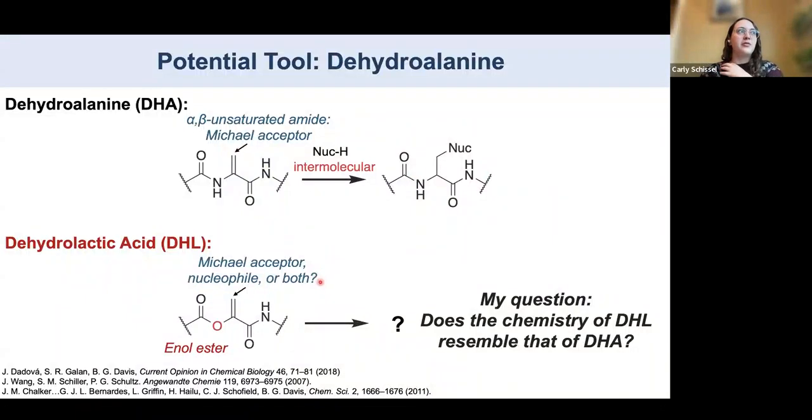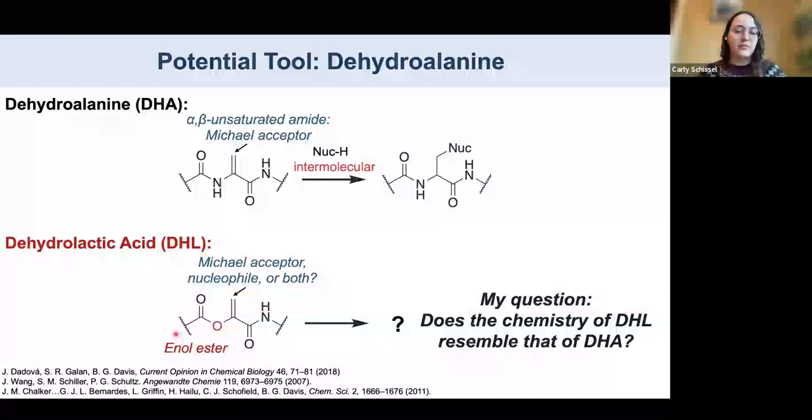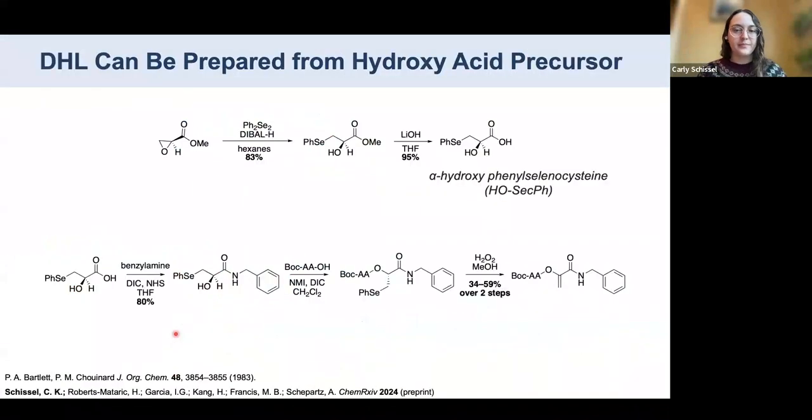And so inspiration from that resulted in dehydrolactic acid, where instead of this amide linkage here, now we have an ester. And so my question really was, would this double bond still be a Michael acceptor? Because now with this being an ester, this motif is called an enol ester, and it's actually quite reactive. And so there's a variety of reactivities that we could imagine here, but my main question was, does the chemistry of DHL resemble that of DHA?